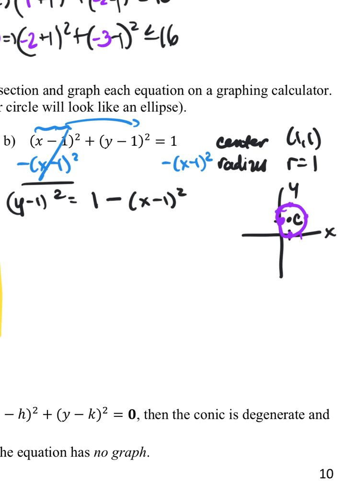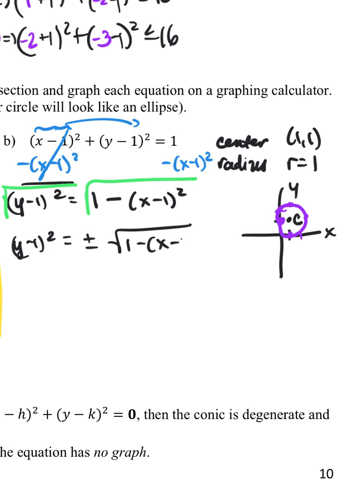Now what would I do? Square root both sides. So I'm going to square root this side, and I'm going to square root that side. And when I do, I get plus or minus the square root of 1 minus x minus 1 quantity squared. No, I don't. There's no squared here.